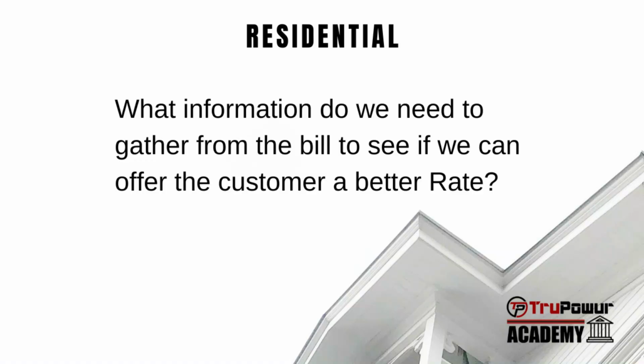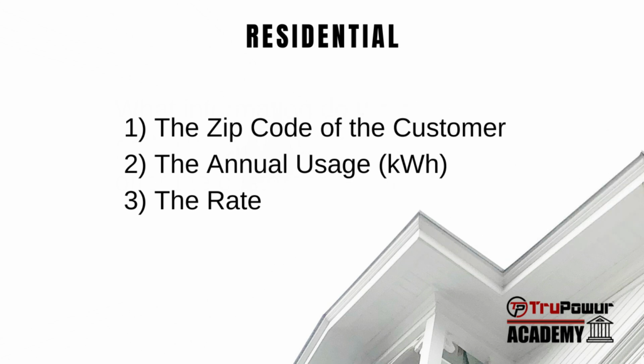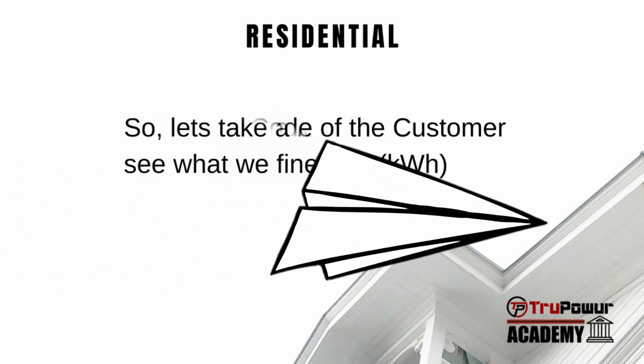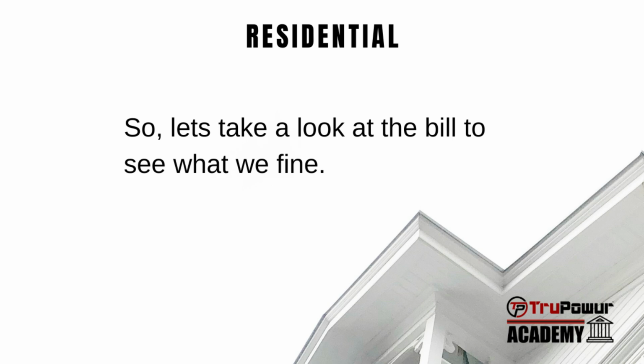All right. What information do we need to gather from the bill to see if we can offer the customer a much better rate? First off, we need the zip code of the customer. That's on the bill, right? The annual usage, not just the monthly, but the annual usage. And what is the rate that the customer is paying per kWh? So let's take a look at the bill to see what we find.